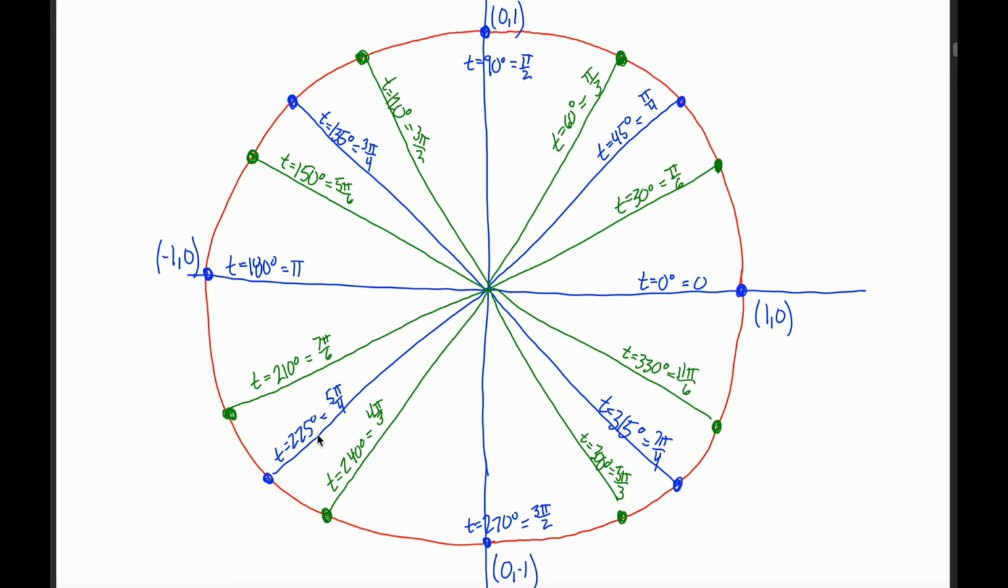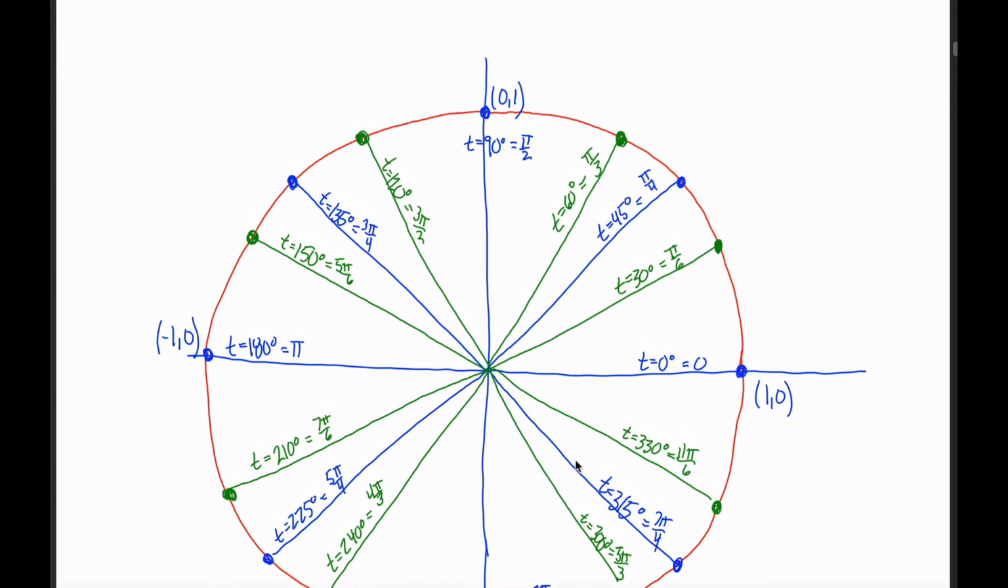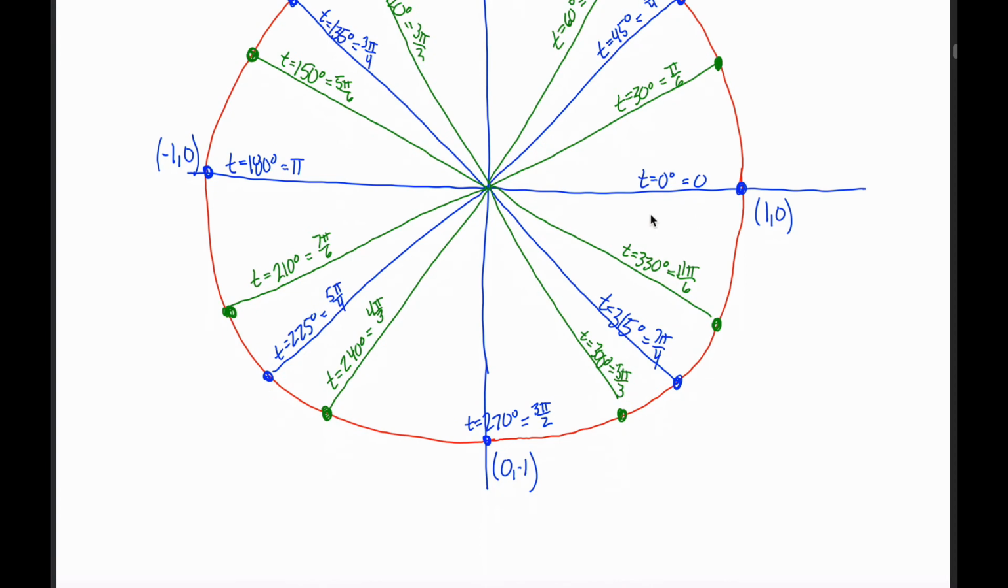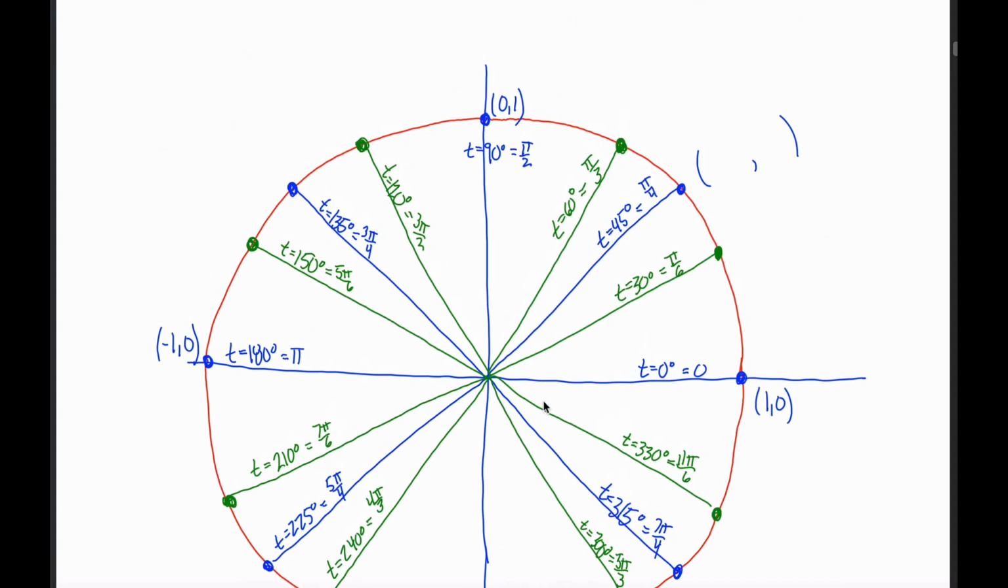What we now have are both degree and radian measures of each of these 16 points. That's a lot, and unfortunately we're not done yet, but we're getting pretty close. The only other thing that we need with our unit circle are the x and y coordinates of each of these different points. We already have the x and y coordinates for these 4 points because they just fall on the x and y axes. But what about the remaining 12 points in here?